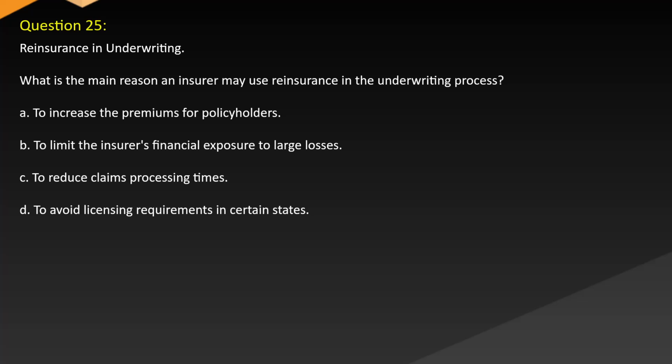Question 25. Reinsurance in underwriting. What is the main reason an insurer may use reinsurance in the underwriting process? A. To increase the premiums for policyholders. B. To limit the insurer's financial exposure to large losses. C. To reduce claims processing times. D. To avoid licensing requirements in certain states.